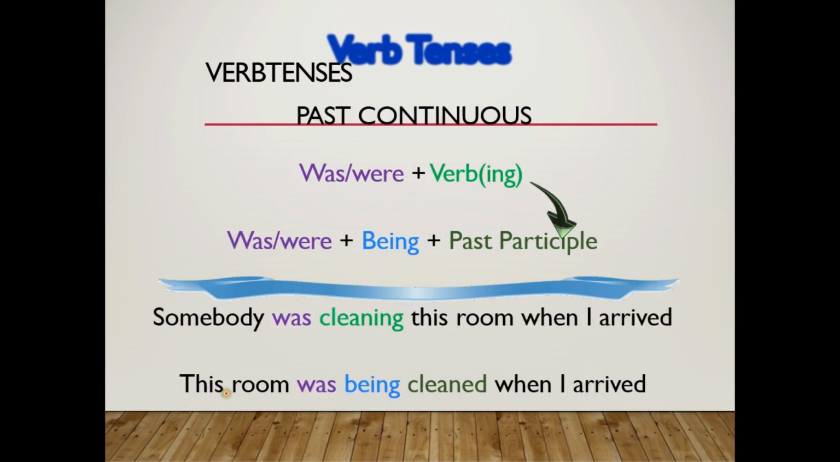Past continuous. You know that the be is was, were, plus verb ing. This is the same thing, guys. The difference between present continuous and past continuous is only in the be. Past continuous uses was or were. Present continuous uses is, are, or am. Example: somebody was cleaning this room when I arrived. Was cleaning. Okay, move this room.